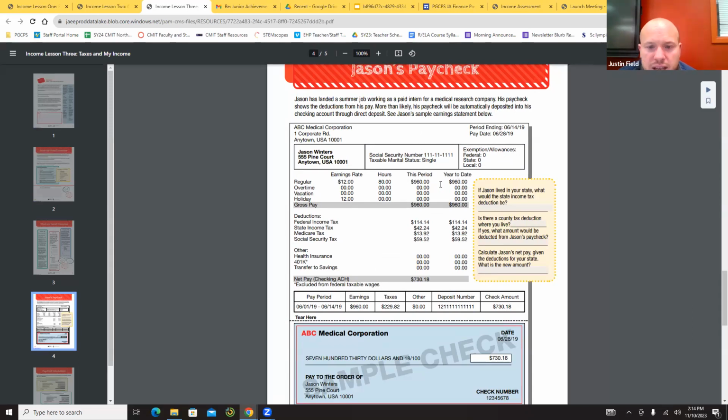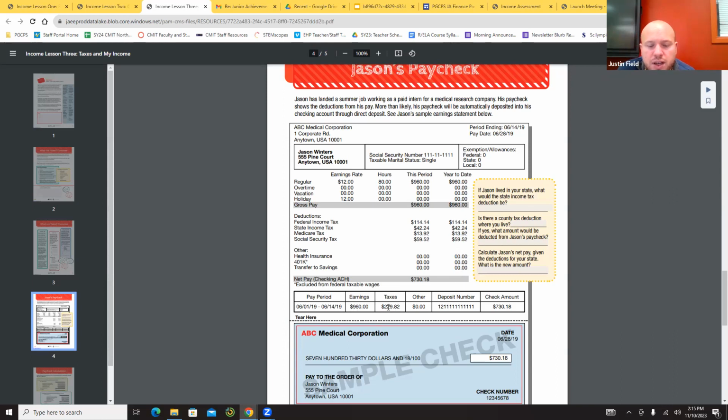And so we can see that he has earned $960 in pay, but then $114.14 was deducted for federal taxes, $42.24 for state. He had to pay Medicare, that's health care for the elderly, he had to pay $13.92 to that, and he had to pay $59.52 in Social Security tax. So all these are paying for other people and other things other than Jason.